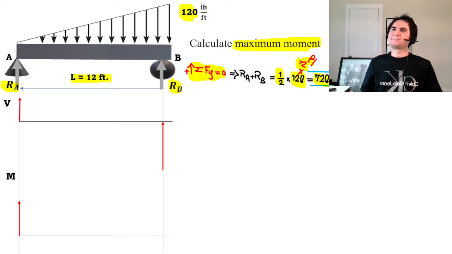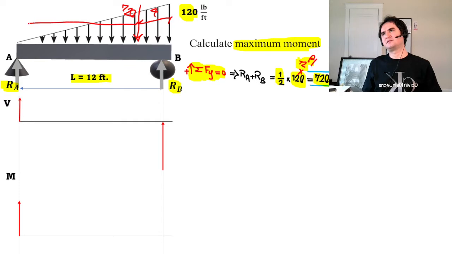At the same time, if we convert the distributed load W to a concentrated load of 720, it acts at one third from the base: one third of 12 is 4, and this is 8. Sorry, 8 feet and 4 feet.